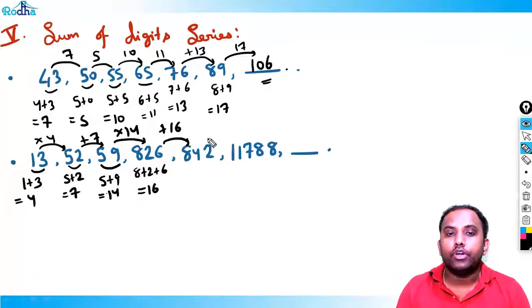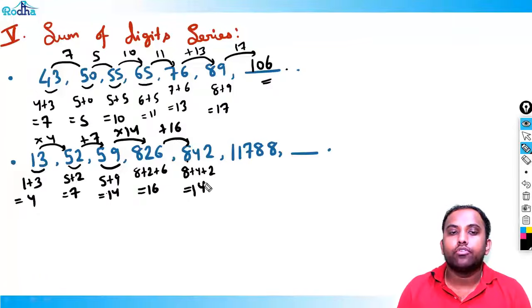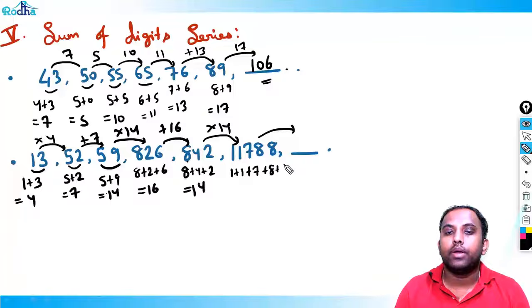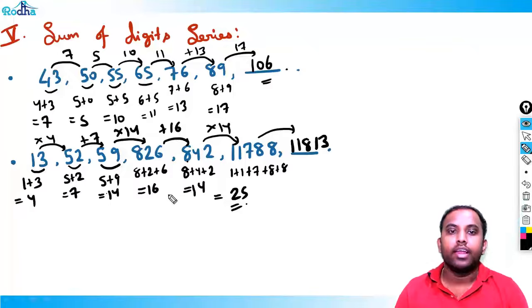And for this 842, again the sum of the digits: 8 plus 4 plus 2 is 14. If you multiply by 14, you should get 11788. Right? Yes, you will get it. So next should be again addition. Multiply, then again addition. What is the addition here? 1 plus 1, 2, 2 plus 7, 9, 9 plus 8, 17, plus 8, 25. So 25 should be added. 11788 plus 25 is 11813. This is the answer for this question.